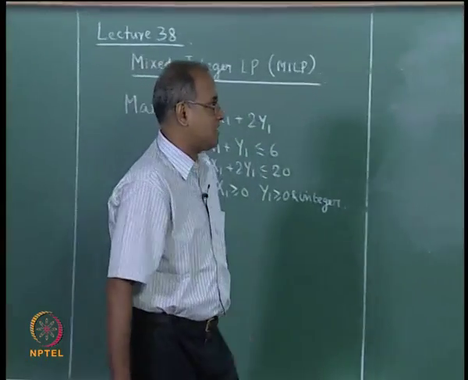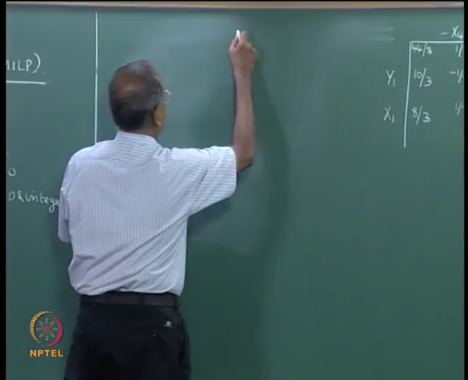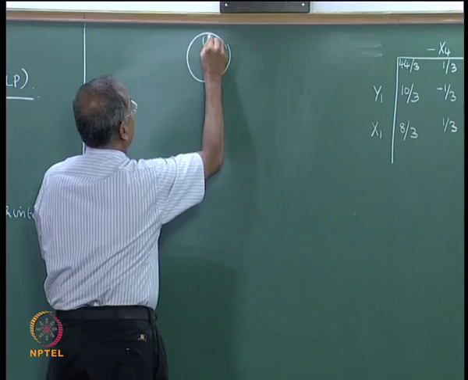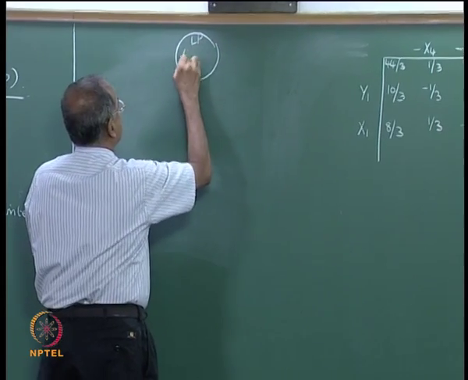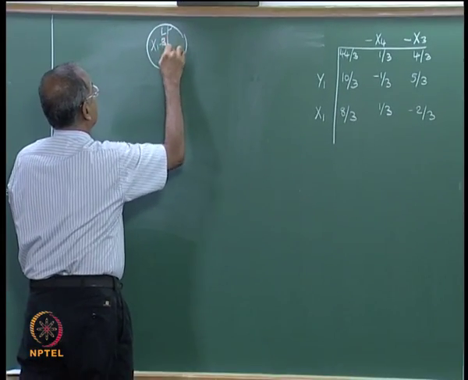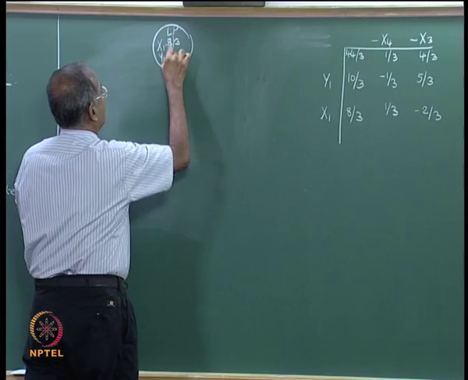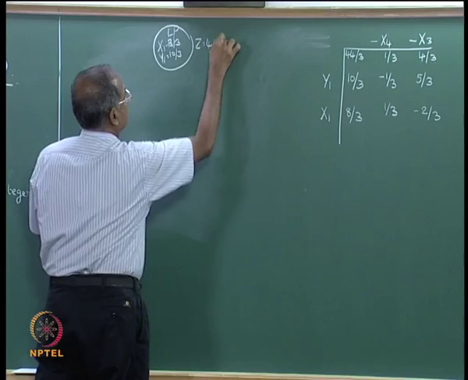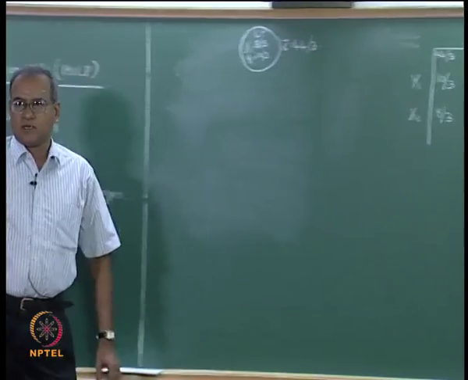So, we start with the branch and bound algorithm with the LP optimum as the starting node, which has x1 equal to 8 by 3, y1 equal to 10 by 3 and z equal to 44 by 3.